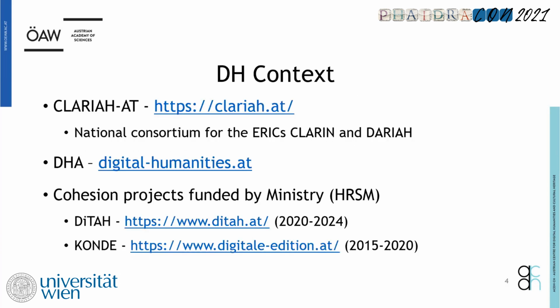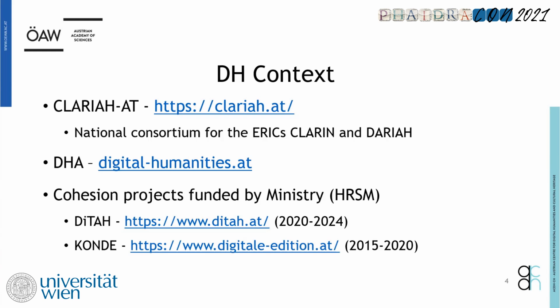Okay, then the context we as an institute are mostly dealing with is, on the one hand, CLARIAH-AT, which is the national consortium for the ERICs, CLARIN and DARIAH. Next to it, or above or below that, if you wish, is the DHA, which is the community of digital humanities in Austria. So CLARIAH-AT is really a consortium of institutional partners, and they coordinate and disseminate activities within the bigger community. Digital humanities Austria is probably constituted mostly by the DHA mailing list, which has around 300 members.